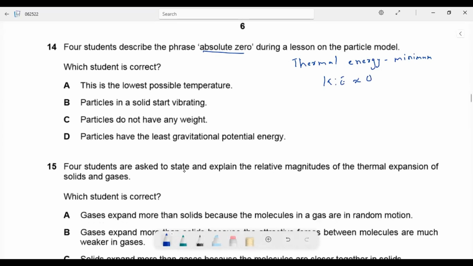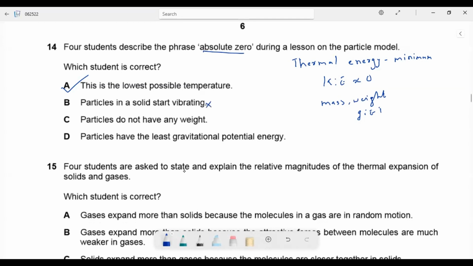It will not have any kinetic energy, but the particle will be having some mass and weight. Mass and weight will be there. So gravitational energy also will be there. Kinetic energy will be zero. And absolute zero means it is the lowest possible temperature. Here the right answer is A. This is the lowest possible temperature.